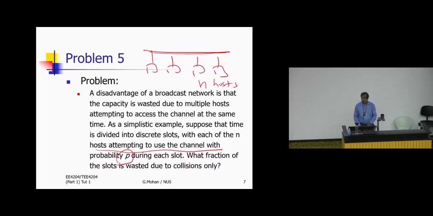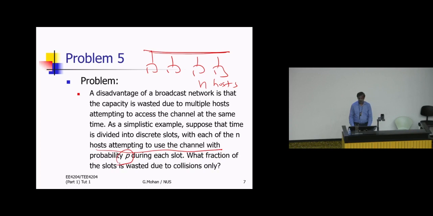But if P equal to 0, that means no one is active. Nobody is trying to send anything. All the computers are idle. Maybe it's a holiday or people have gone to watch some other sports, so everything is idle in the network. So if P equal to 0, that means no one is attempting. Again, bandwidth is wasted, but here bandwidth is wasted because there is no demand. Nobody wants to use.